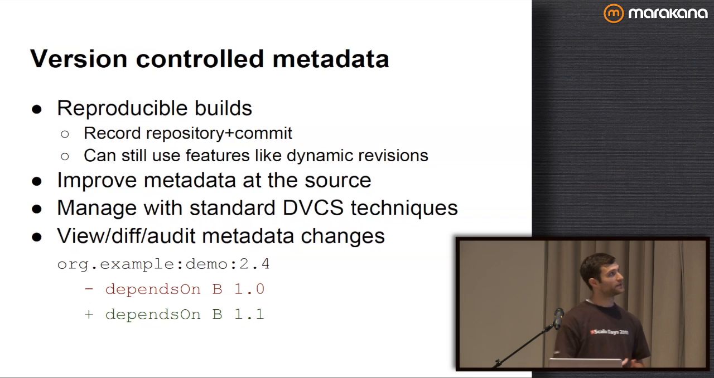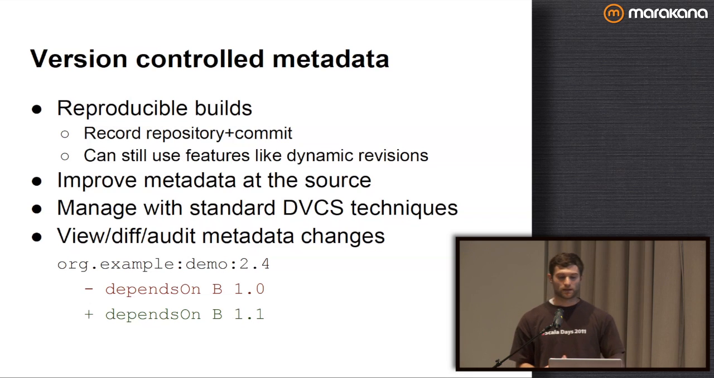Version controlling your metadata also has quite a bit of benefits. You can have reproducible builds with more features of your system. If you say dynamic revisions to someone who works with builds, they're going to say, no, don't use them. It's not reproducible builds. And the reason is because there's only ever one version of the metadata on Maven Central.